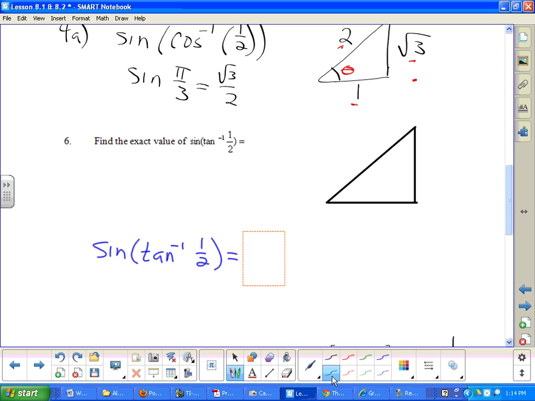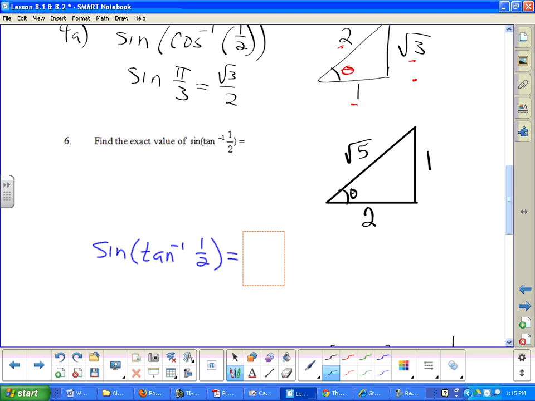So this says inverse tangent of 1/2, right? If my angle theta is here, where does the 1/2 go? Tangent is opposite over adjacent. So 1 is the opposite side and 2 is the adjacent side, which means the hypotenuse is what? 4 plus 1 is 5, so the square root of 5.